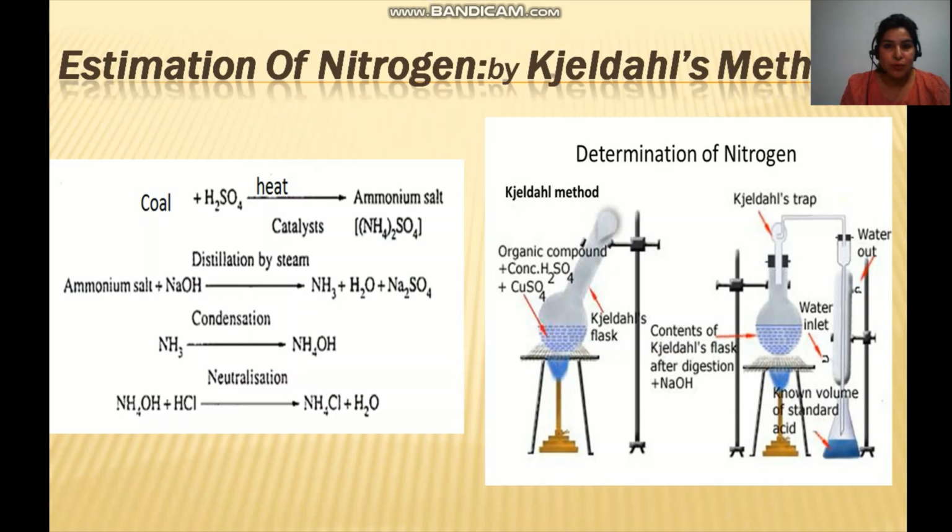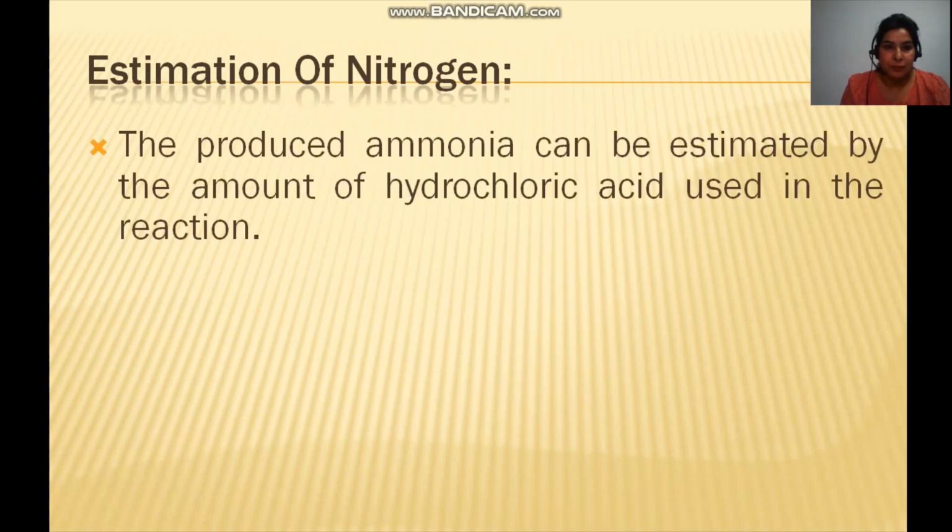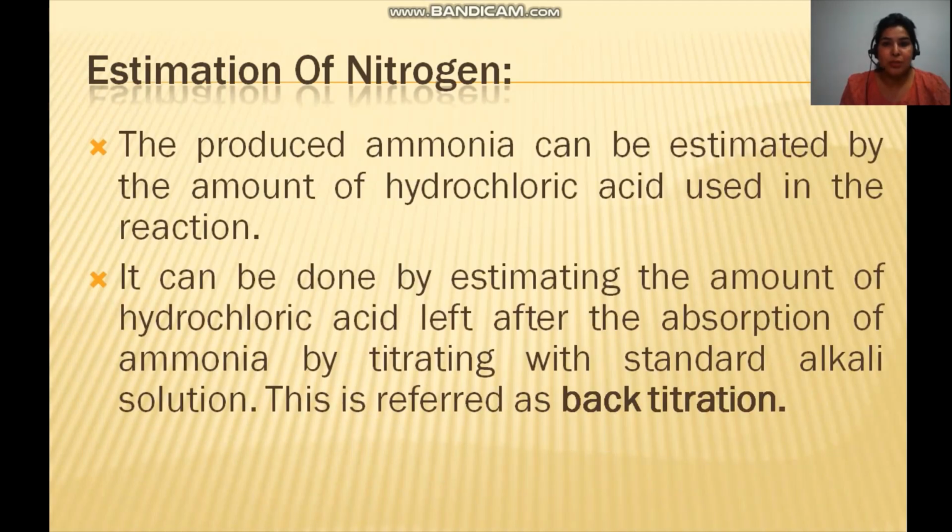Now, through the amount of ammonia liberated, we have to find how much nitrogen is present in the coal sample. For this, the produced ammonia can be estimated by the amount of hydrochloric acid used in the reaction, and it can be done by estimating the amount of hydrochloric acid left after the absorption of ammonia by titrating with standard alkali solution. This is referred to as back titration.